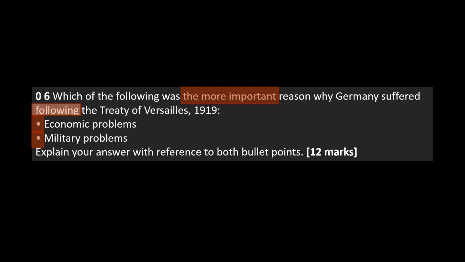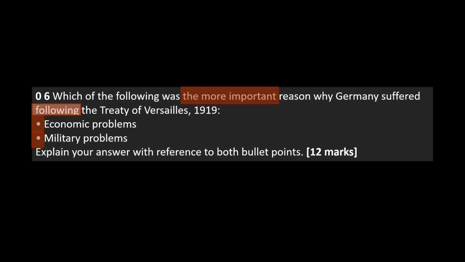However, for the question I have chosen here, you are expected to discuss 2 key factors and explain which was the most important reason why Germany suffered following the Treaty of Versailles of 1919. The word "following" is important. You are essentially being asked to discuss the consequences of the treaty, and so you will need to link later events to specific terms of Versailles.